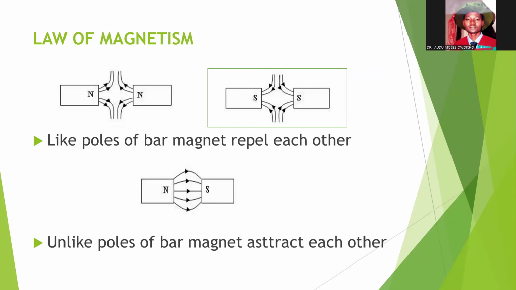Let's look at laws of magnetism. Experiments have shown that if you have two bar magnets of the same pole, they repel. This north-north, you see the repulsion there. This south-south pole brought together, see the repulsion as well. While if you have bar magnets of different poles and you bring them together, you see the attraction. So the law of magnetism states that like poles repel each other, while unlike poles attract each other.